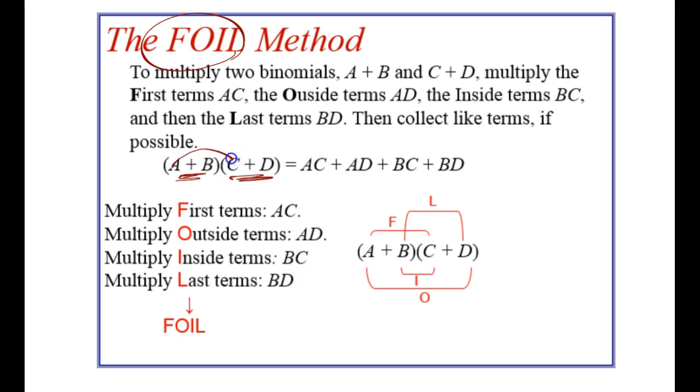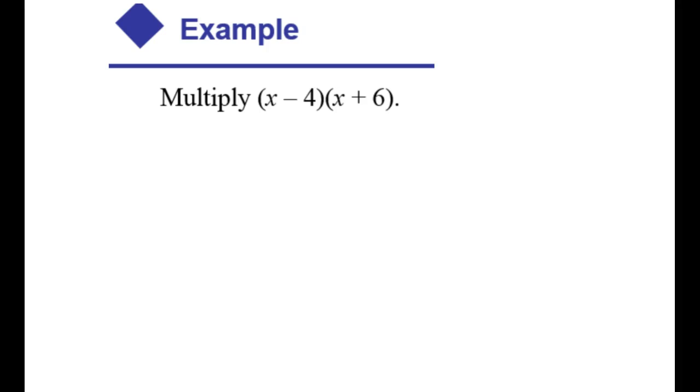So you could do the first terms are the a, c, the outer terms are the a and the d, the inner terms are the b and the c, and then the last terms are physically the last terms in the parentheses. You multiply those together and get BD, and it's called the FOIL method. So if we have a binomial times a binomial, we can try it.